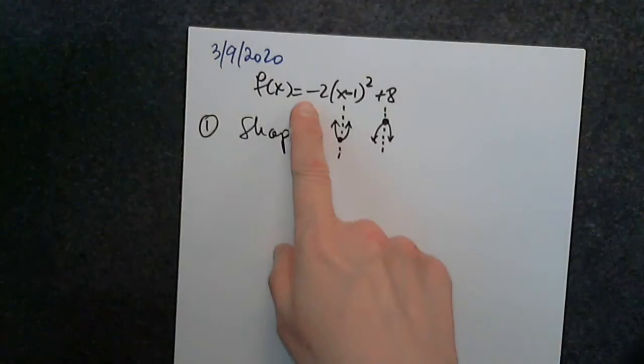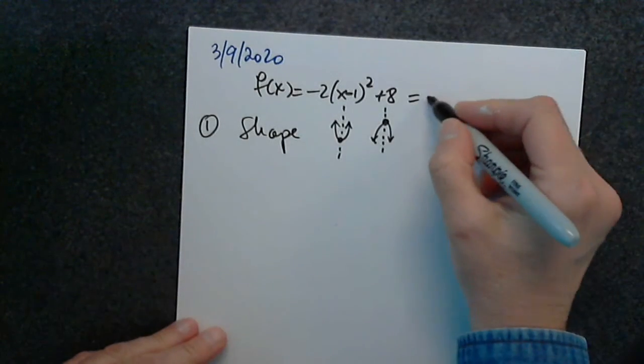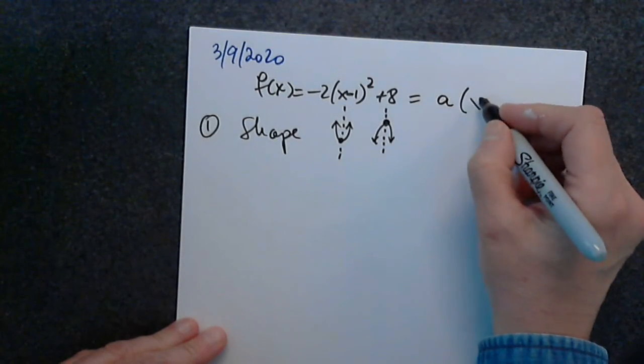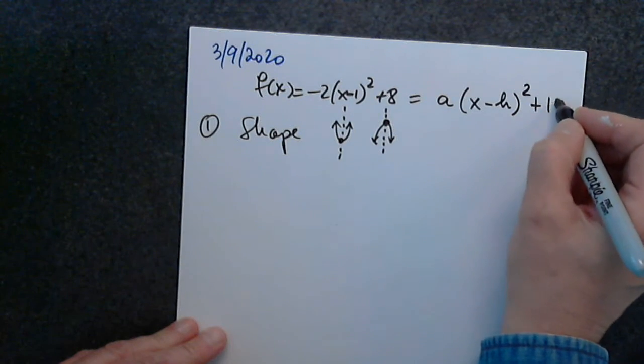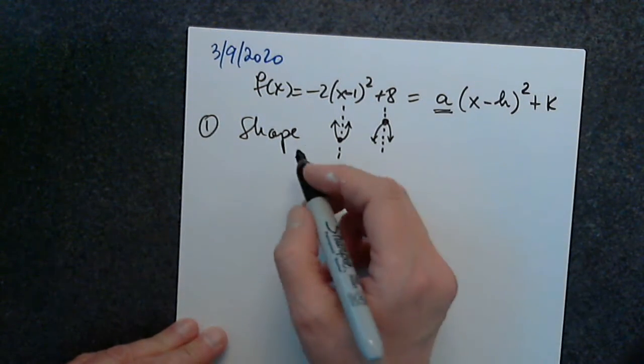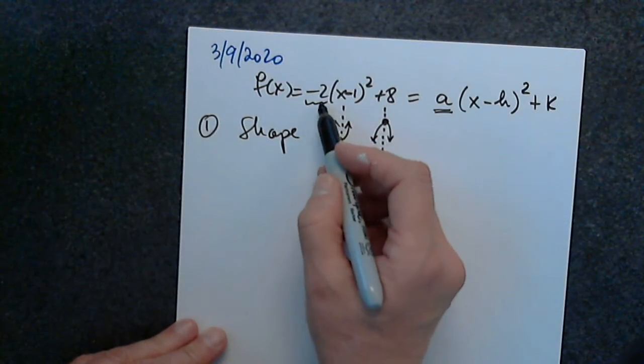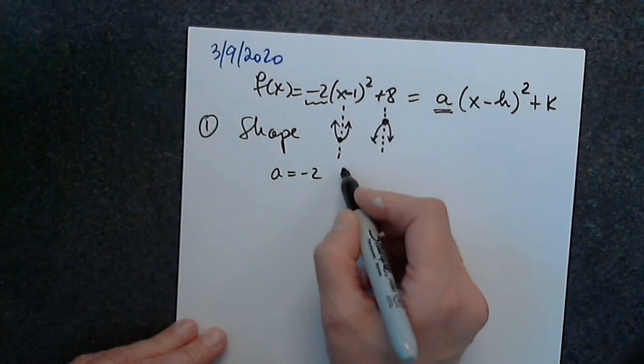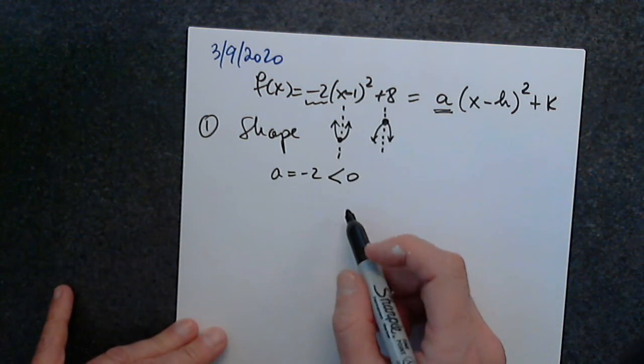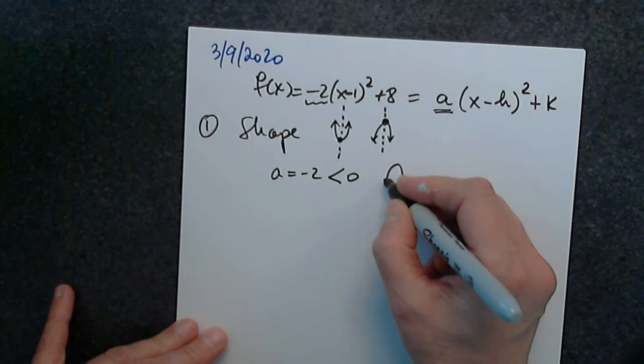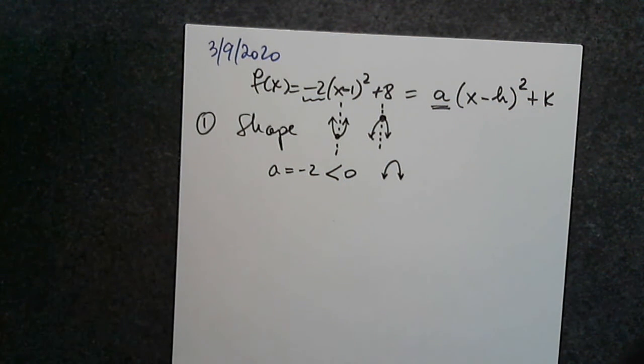So in this case, the leading coefficient, remember the general form for this situation when the square is completed, is this. So this is the leading coefficient, which is -2. So a equals -2, a number less than 0, which makes the parabola have a maximum.